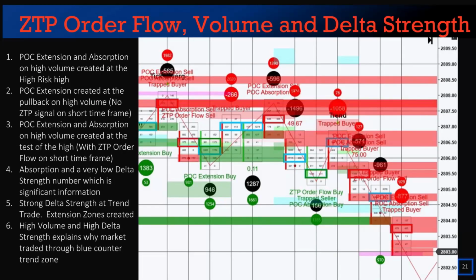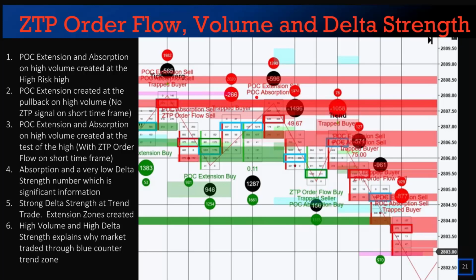Basically, the ZTP order flow volume and delta strength, those are created at high volume, and up here, again, this is why I talk about something being high risk. This POC extension and absorption is created here, and this is something that I would consider low risk. This actual trade, though, I didn't get the ZTP order flow signal that I would like, but this in and of itself I consider a strong signal. And that signal is being given on high volume too.